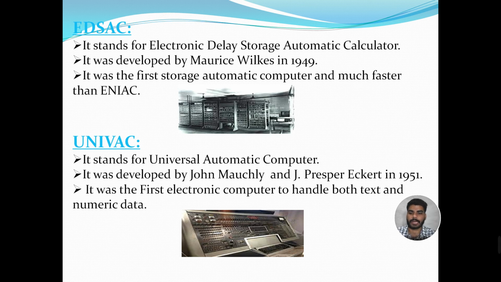And the last device that we are going to read today is UNIVAC. It stands for Universal Automatic Computer. It was developed by John Mauchly and J. Presper Eckert in 1951. It was the first electronic computer to handle both text and numeric data.